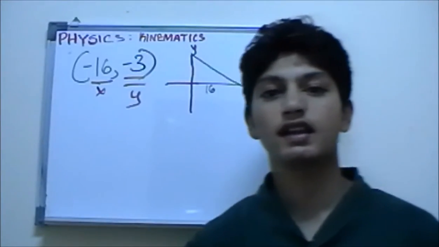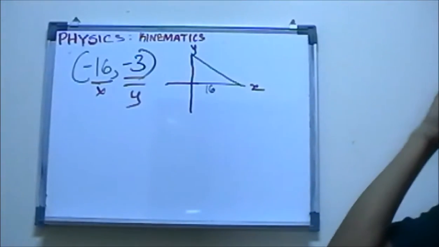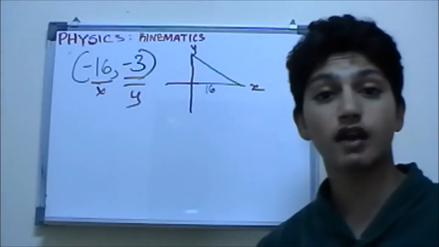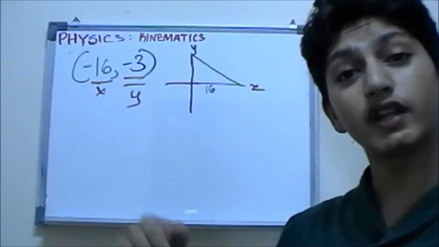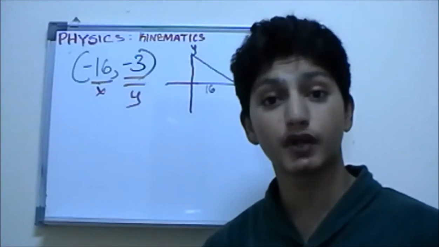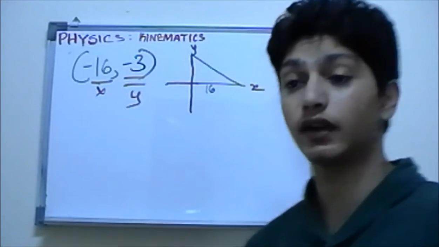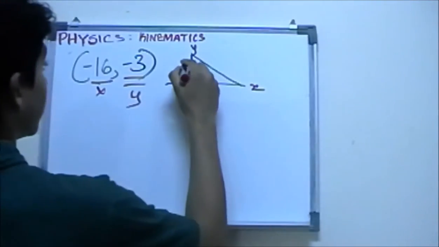But to make things easier for you guys, the big unit goes over here, and we don't write negative because, like I told you before, it's not really negative. A distance can never be negative, but since we are moving down, in the west and south directions, we can represent the displacement as negative. But it's never negative. So we put 16 here, and let's put 3 here.